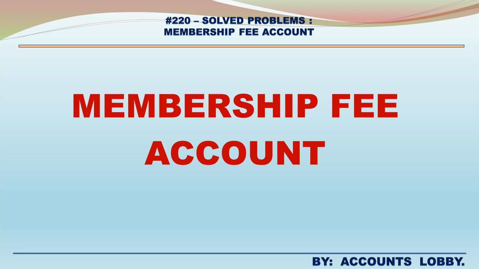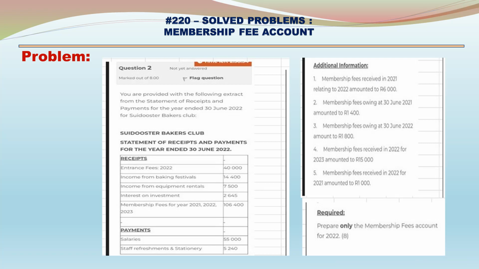Solved problems. Membership fee account problem. You are provided with the following extract from the statement of receipts and payments for the year ended 30th June 2022 for Star Bakers Club. Statement of receipts and payments for the year ended 30th June 2022.